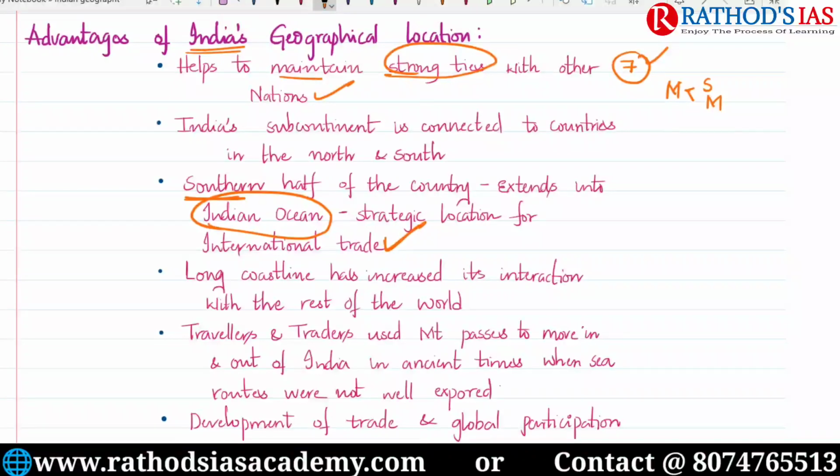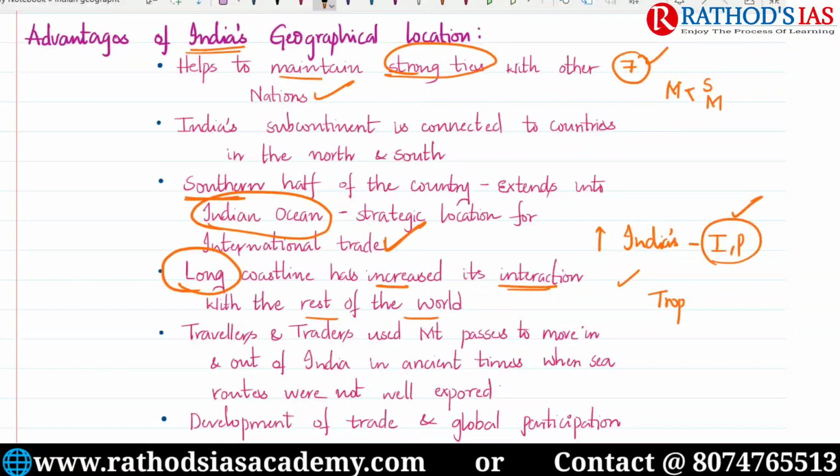And not only this, the coastline of India is a very long coastline. Because of this long coastline, India's interaction with the rest of the world has increased, and India's presence in the Indo-Pacific region is also increasing, and the relevance of the Indo-Pacific region is increasing now. And not only that, India is also present in the tropical region, so we came up with the ISA, International Solar Alliance.